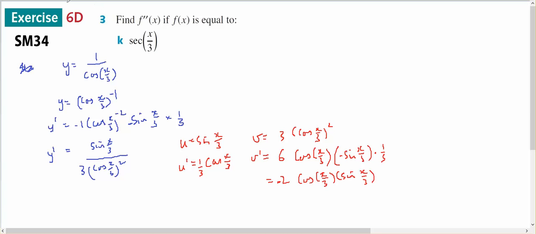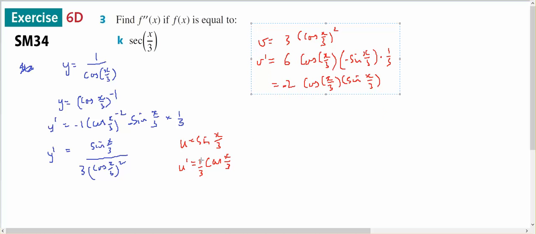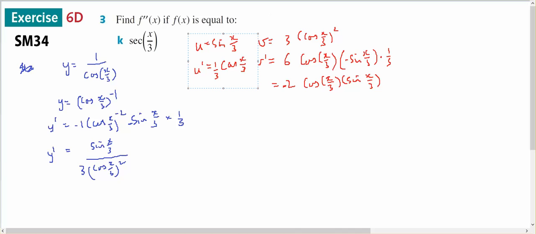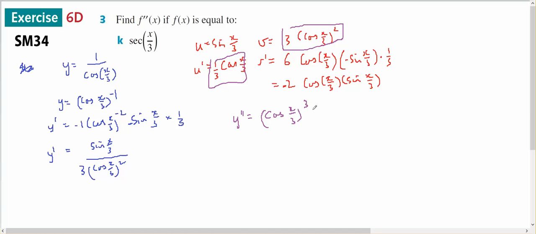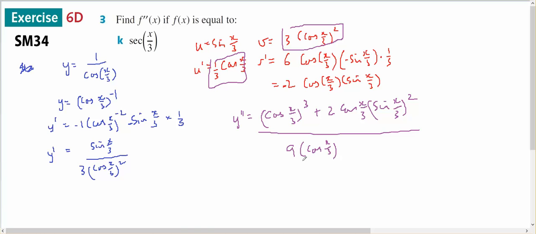Okay, so looking at finding my second derivative based on this quotient rule, I would be expecting y double dash to equal v times u dash. So the 1/3 and the 3 cancel to leave cos of x on 3 cubed, minus, so that becomes plus 2 cos of x on 3 sine of x on 3 squared, all on top of v squared. So 9 cos of x on 3 to the power 4.